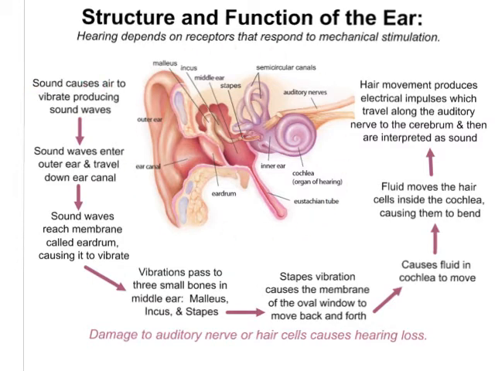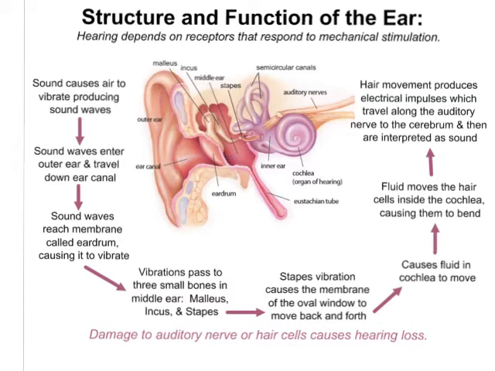First of all, sound. What is sound? It causes the air to vibrate, producing sound waves. Those sound waves enter the outer ear right here and travel down the ear canal. Here's our outer ear. When those sound waves reach the membrane called the eardrum, that's right here, it causes that eardrum to vibrate. It's a thin membrane.